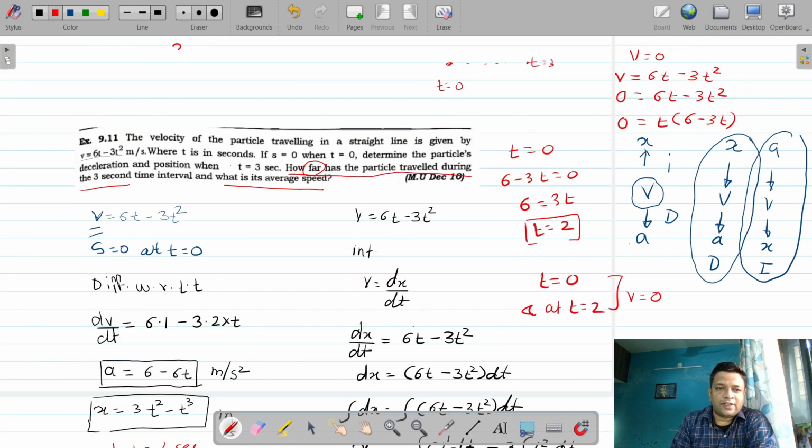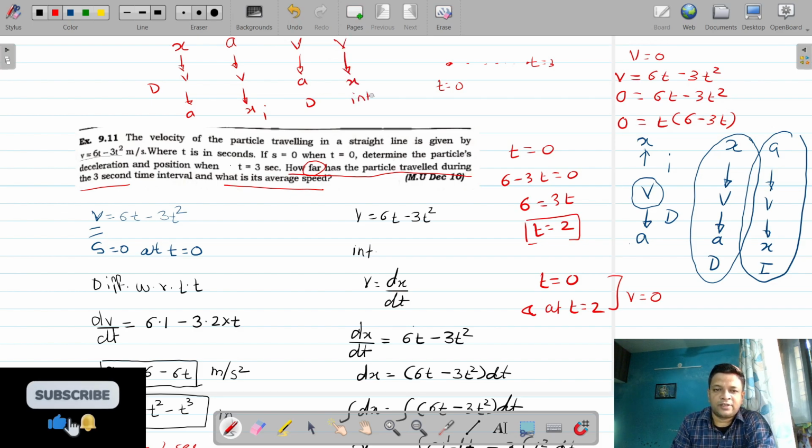If the equation of displacement is given, and from that you require velocity and acceleration, then we should differentiate the given equation. If the equation of acceleration is given, and from that you require velocity and displacement, you should integrate the equation. If the equation of velocity is given, from velocity, if you want the acceleration, you should differentiate, or if you want the displacement, you can integrate the equation. So by knowing these four factors, we can easily solve any kind of equation.